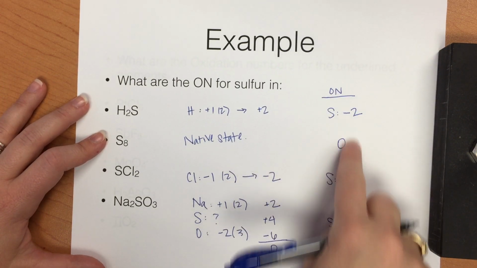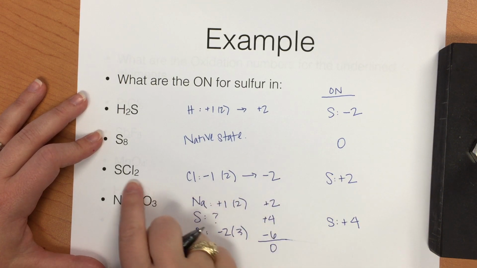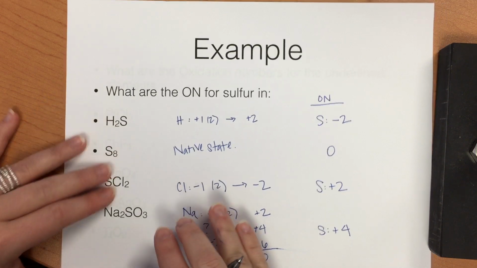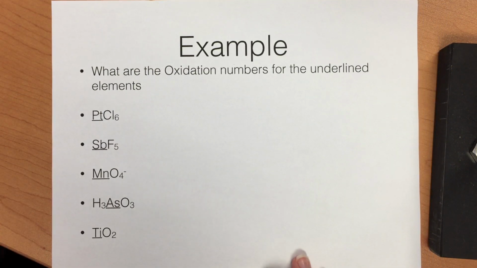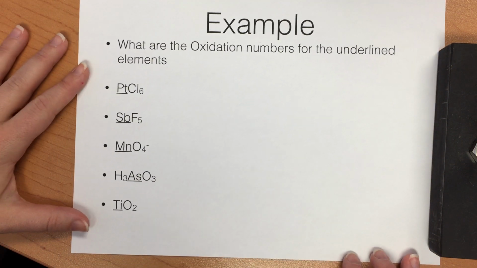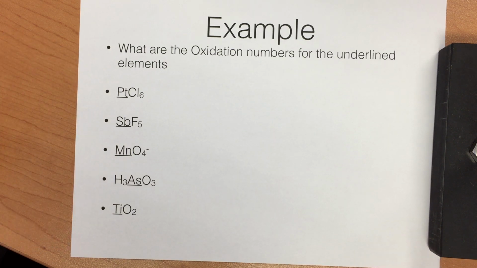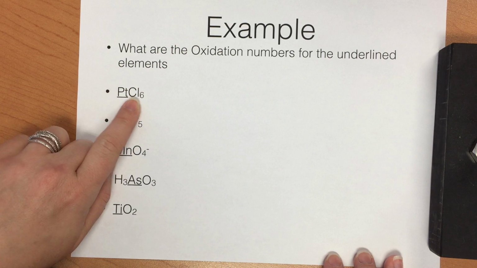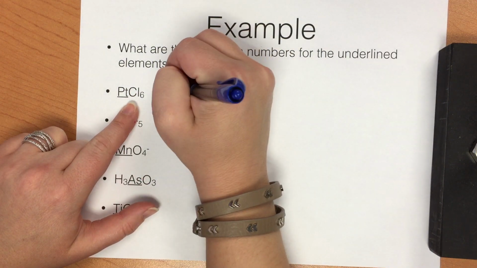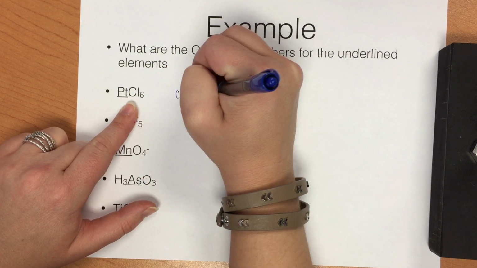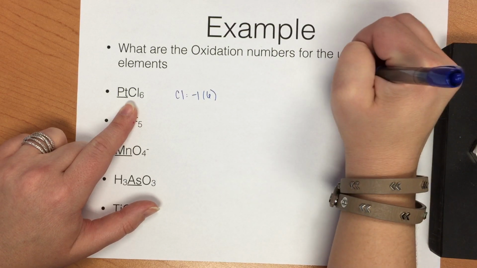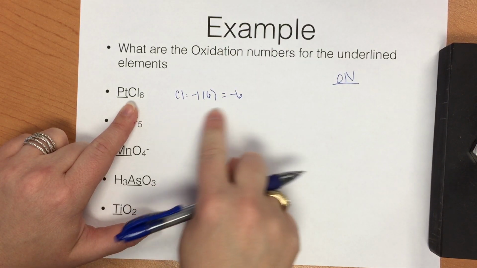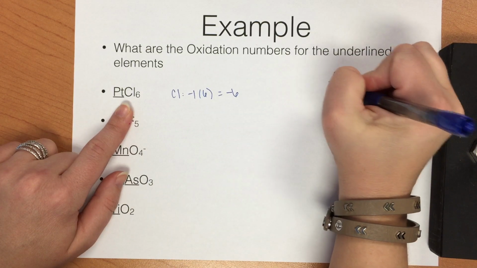Okay, so we can see that if we are looking for the oxidation number of a specific atom, all of the other atoms are assumed to follow the rules. But let's look at a few other examples. What are the oxidation numbers for the underlined elements? In platinum chloride, we know that chlorine is going to follow the rules. So Cl is a -1. There are 6 of those, and so in this case, we now have a -6 charge. So the platinum is going to have to be a +6.